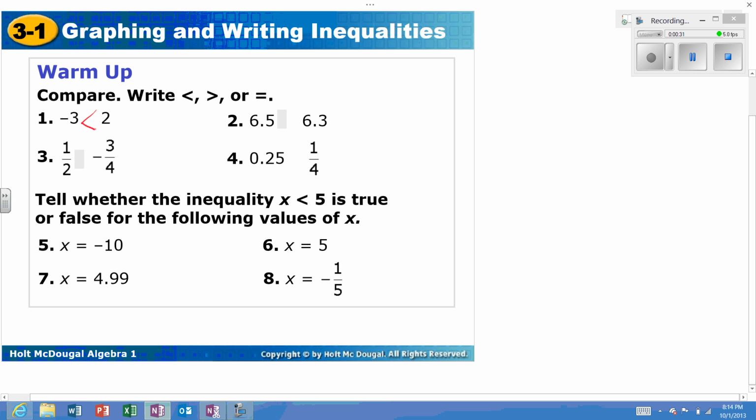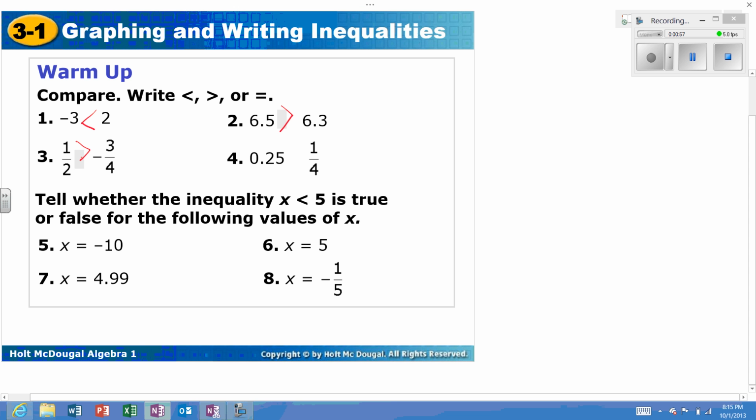Okay, for number two, 6.5 and 6.3. So 6.5 should be greater than 6.3. For number three, is 1/2 greater than, less than, or equal to -3/4? Well, again, we have a negative number, so we know that that negative number is going to be less than that positive number. And finally, for number four, 0.25 and 1/4.